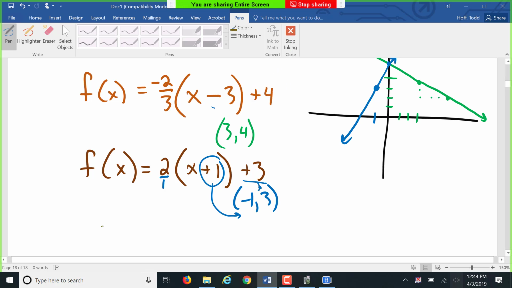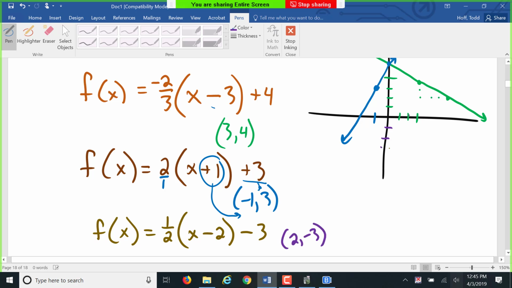One more I want to show you. f of x equals 1/2 times x minus 2, minus 3. What point on the graph does the line of that equation go through? 2, negative 3. Very good. Positive 2, negative 3. And of course, that has a slope of 1/2, so up 1 over 2 puts us something like that.